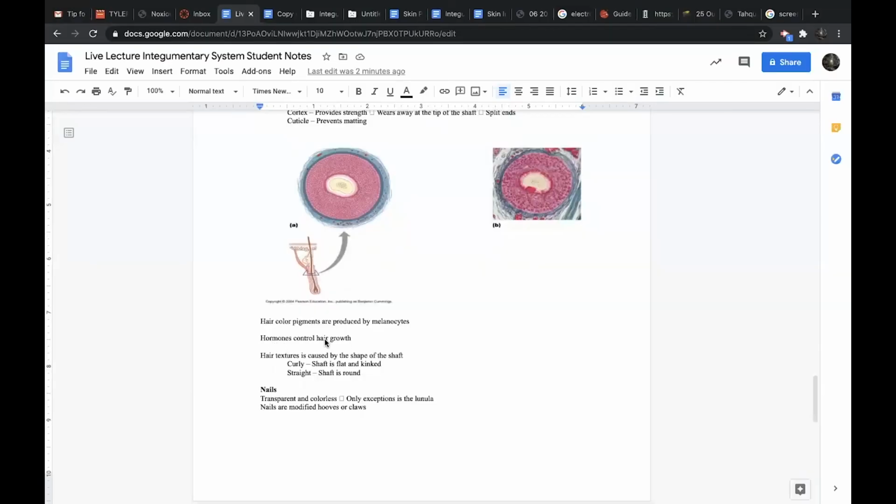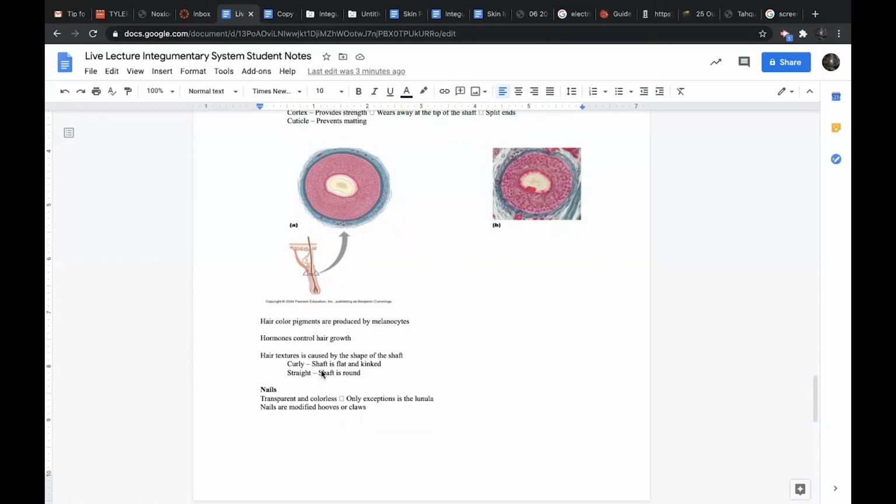Hormones control hair growth. Okay, hair textures are caused by the shape of the shaft. So curly hair, the shaft is kind of flat and to the side. The straight hair, the shaft is round and just sticks straight up. Okay, and again, you can have variance on extremes for those. Okay, I think this is the last little bit.